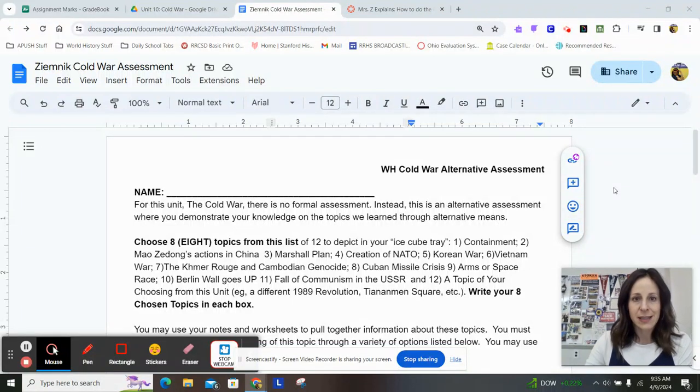Everybody, I'm going to explain exactly how to succeed on your Cold War alternative assessment. This is just a little unique way to show me what you know in a different way than a typical Google Forms test. So it is still a test. It is still 50 points. So you want to treat it like that.